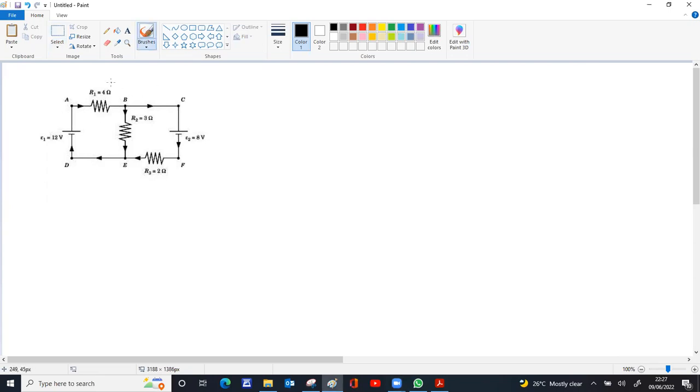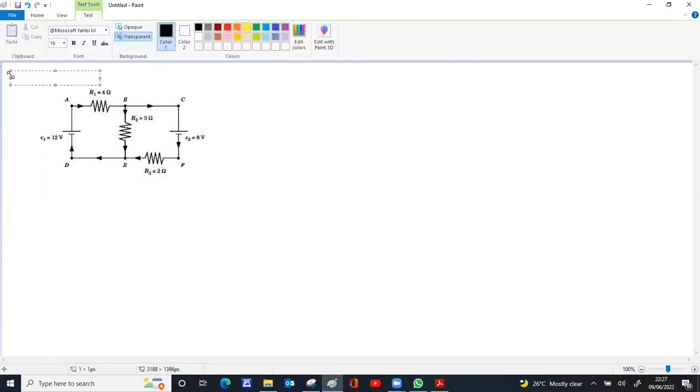In this question, it's asked to find the current through each branch of the circuit.